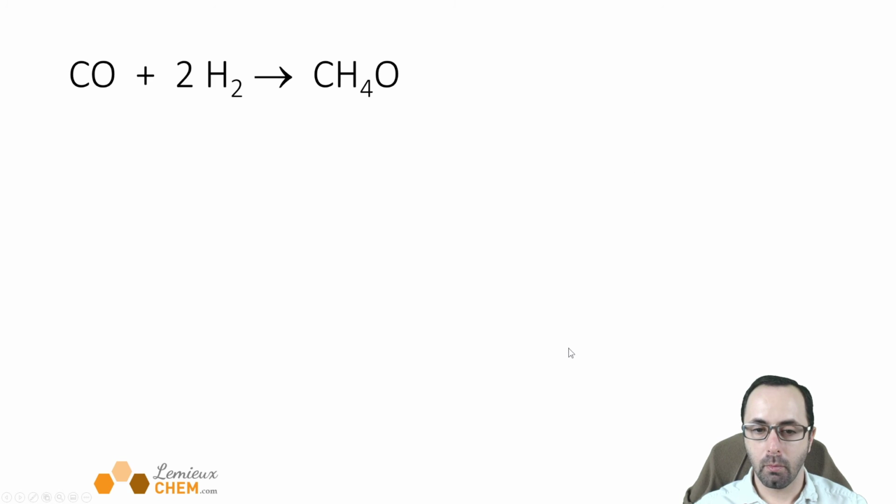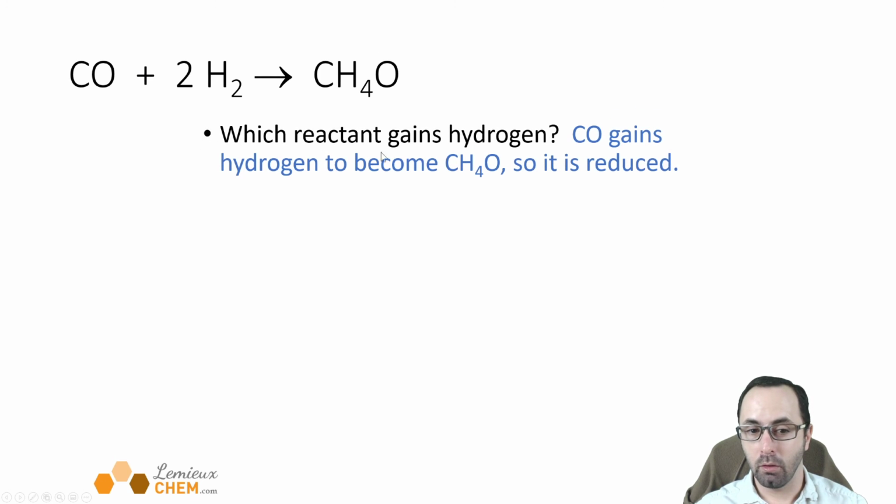So let's look at an example. In this reaction, carbon monoxide is reacting with hydrogen gas and making CH4O. In this process, the CO gained hydrogen atoms. It attached to the hydrogen atoms from the hydrogen molecules. So which reactant gains hydrogen? It was the CO. It didn't have any hydrogen, but now it is combined with hydrogen atoms. So since CO gained hydrogen, we say that it was reduced.